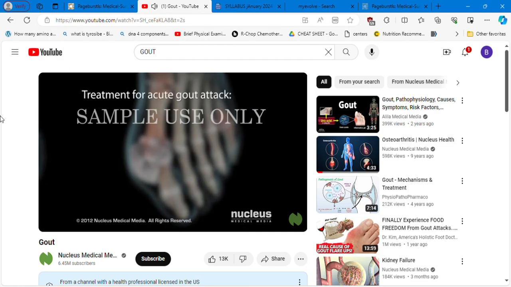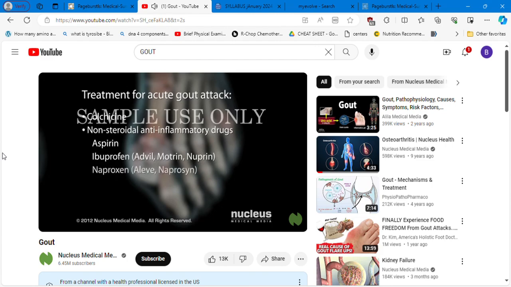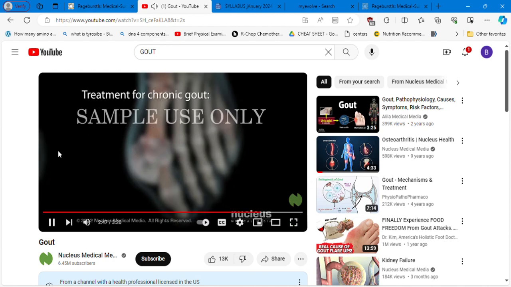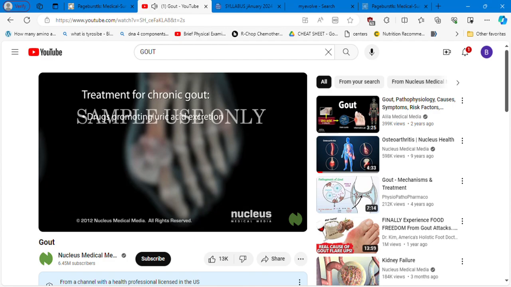Treatment for acute gout attacks includes colchicine to prevent or reduce joint inflammation, non-steroidal anti-inflammatory drugs to reduce pain and inflammation, including aspirin, ibuprofen, such as Advil, Motrin, and Nuprin, naproxen, such as Aleve and Naproxen, and steroid drugs, such as prednisone. Treatment for chronic gout includes drugs that promote uric acid excretion and drugs that inhibit uric acid production by your body.